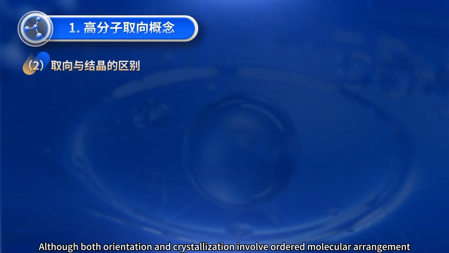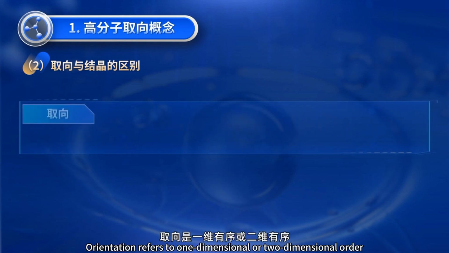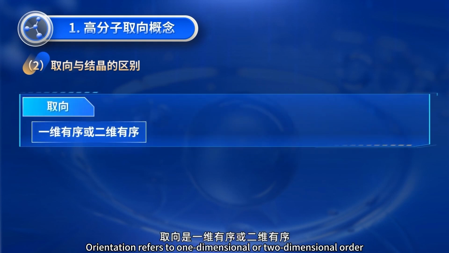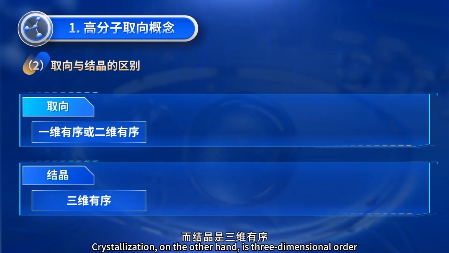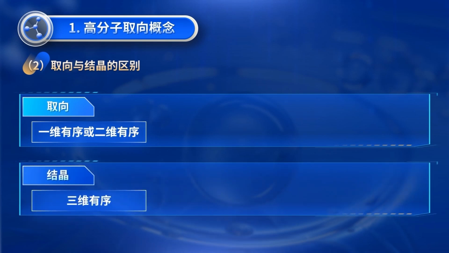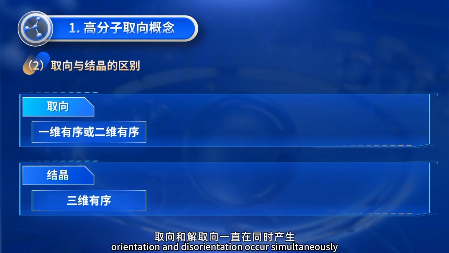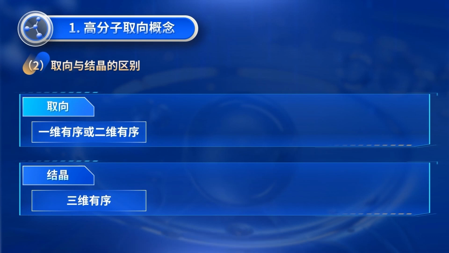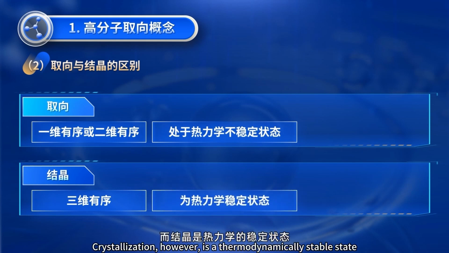Although both orientation and crystallization involve ordered molecular arrangement, there are distinct differences between them. Orientation refers to one-dimensional or two-dimensional order, meaning that molecular chains are arranged orderly in one or two directions. Crystallization, on the other hand, is three-dimensional order. During the polymer orientation process, orientation and disorientation occur simultaneously. It is a thermodynamically unstable state. Crystallization, however, is a thermodynamically stable state.